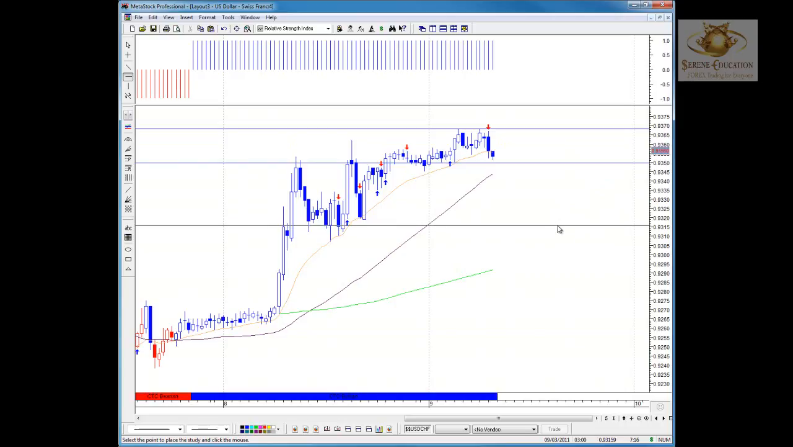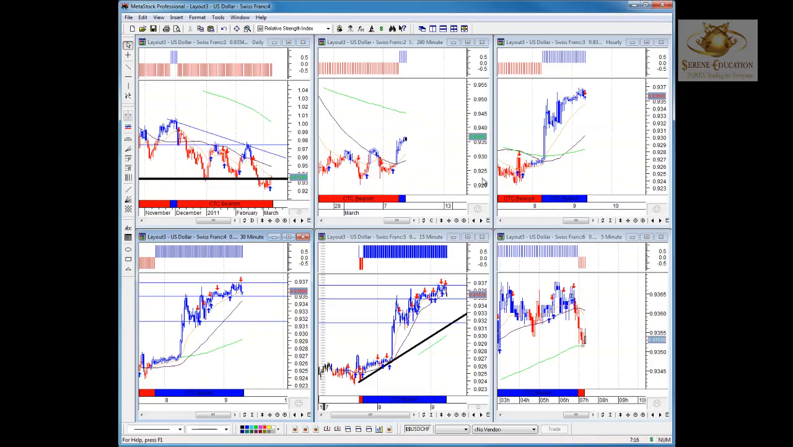Just putting my analysis together very, very quickly. Okay, so if we break this level here, we'll be breaking through the 50 period moving average by then, and then there's empty space between 9350 and 9315, and there's enough here to take you 20 pips if it fails to trade any higher. Okay, be aware of that.